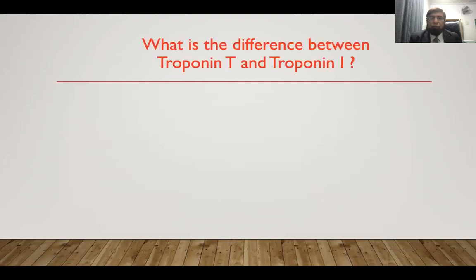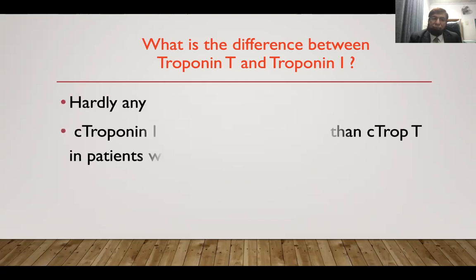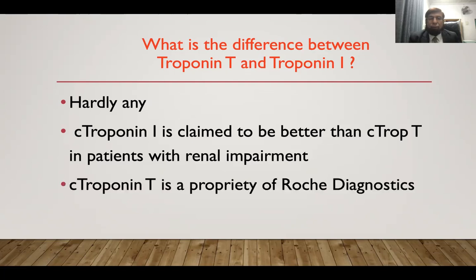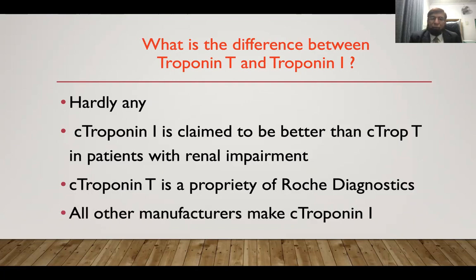What is the difference between troponin T and troponin I? You must have heard sometimes troponin T is used, sometimes troponin I. There is hardly any difference. Cardiac troponin I is claimed to be better than cardiac troponin T in patients with renal impairment, but this is only a claim, and people who manufacture troponin T disown this claim. Troponin T is a proprietary of Roche Diagnostics. Only Roche manufactures troponin T, while all other manufacturers make cardiac troponin I.